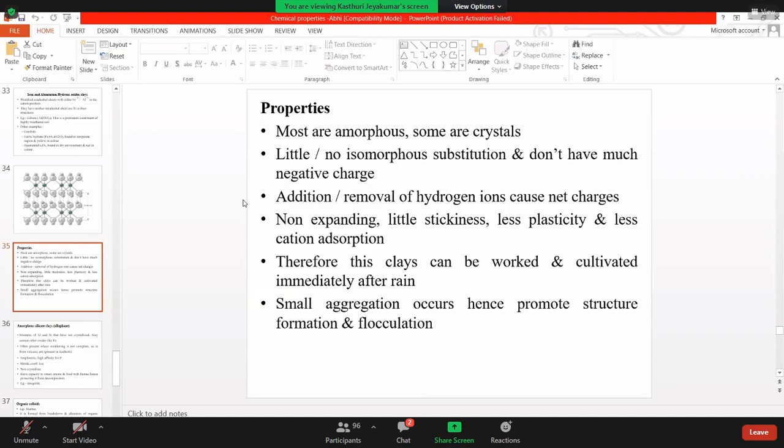So the properties are here: little isomorphous substitution, and they don't have much negative charge. The charges are created due to addition or removal of hydrogen ions. Okay, most are amorphous. Amorphous means doesn't have a fixed shape. Some are crystals. Okay, and try to remember 2 examples.